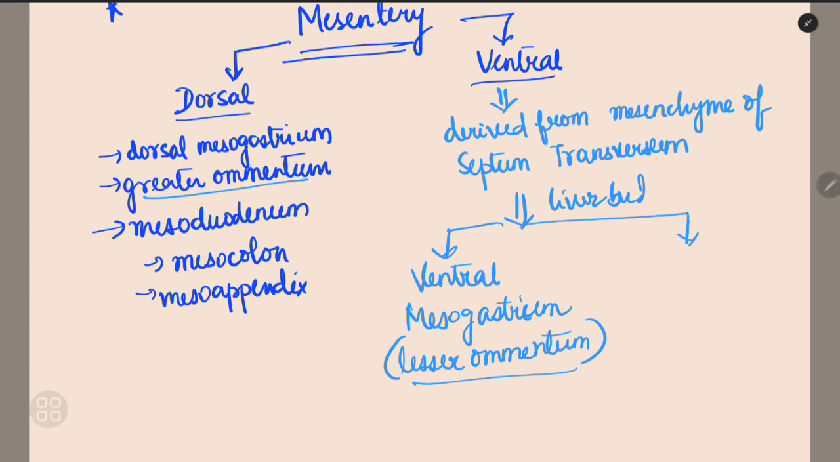And another part is the falciform ligament. Maybe you are familiar with this term, falciform ligament. This is a ligament that passes between the two lobes of the liver. This ligament divides the liver into two halves, the right lobe and the left lobe. So that is the falciform ligament, which extends from the liver to the ventral body wall.